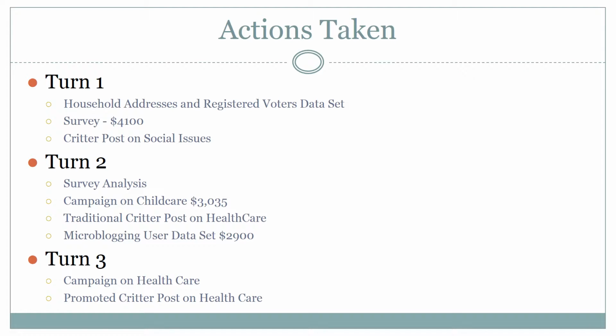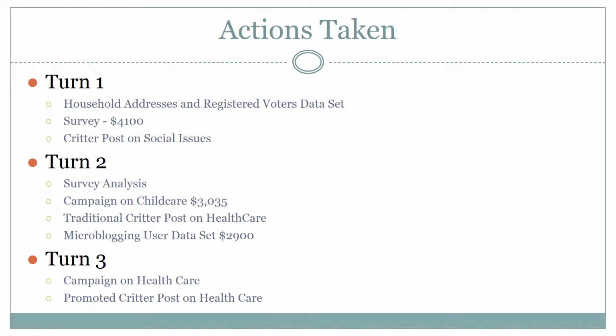To test differences in impact, we also decided to split our promotions on issues. We used Critter to promote a traditional post about healthcare to show that we were in touch with the voter interest. Our final action in turn 2 was to purchase the active data set for microblogging users. This cost the campaign $2,900 and set us up for future moves to promote to Critter users.